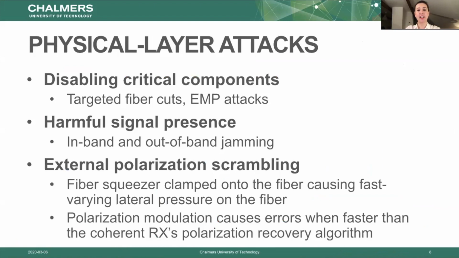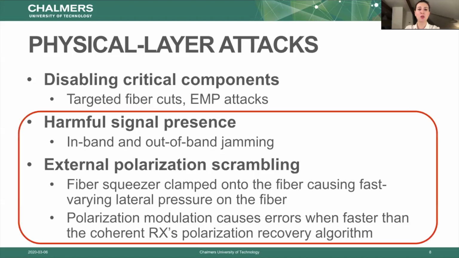The physical layer attacks that are known, that have been reported, are, for example, disabling critical components, where, for example, fibers are cut. Then inserting harmful signals. They can be in-band or out-of-band from the user connections. And external polarization scrambling, where the fiber is squeezed very quickly to cause rapid changes in polarization state that cannot be compensated by the coherent receiver. And in this work, we are focusing on the latter two because they are more challenging to detect.